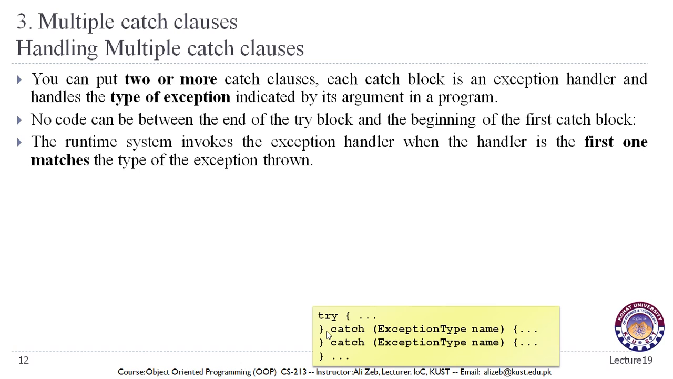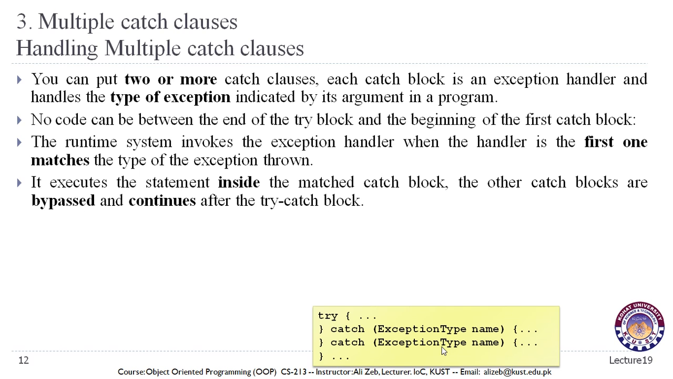The runtime system invokes the exception handler when the handler is the first one that matches the type of the exception thrown. So for example, if we suspect that multiple kinds of exception might occur in a certain code, we write that code in our try block and then try to catch each of those kinds of probable exceptions in our catch blocks. Whenever the system encounters the type of exception that has occurred in any of these catch blocks, that exception will be thrown. For example, if the exception is caught in this catch block, this exception will be thrown by the runtime system.